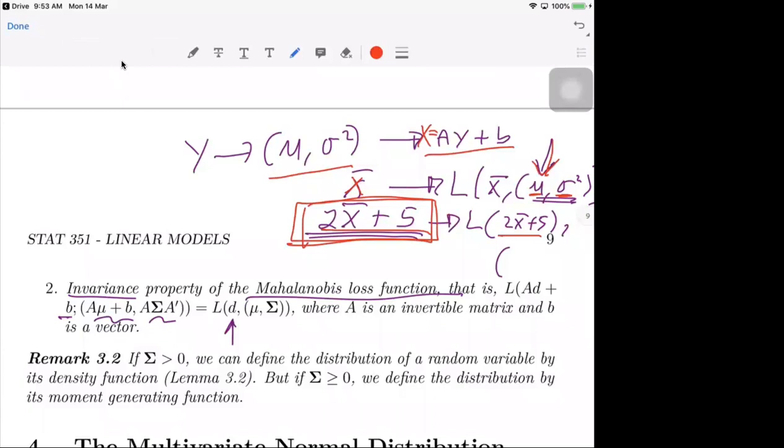2 mu plus 5. Yes, ma'am. Okay, what is its corresponding sigma squared? What is the answer? What is the corresponding sigma squared?